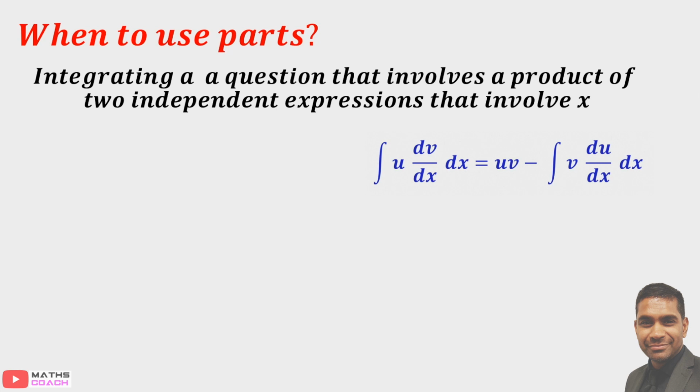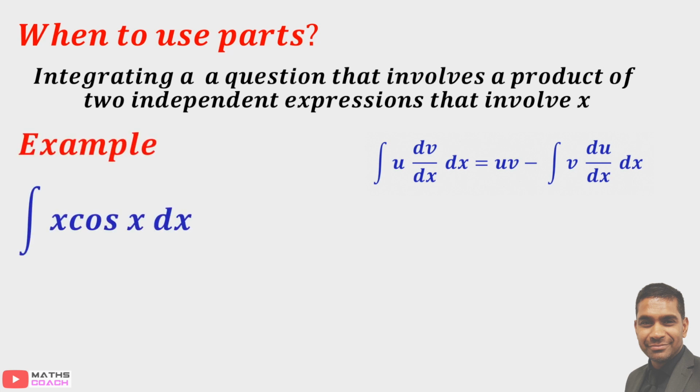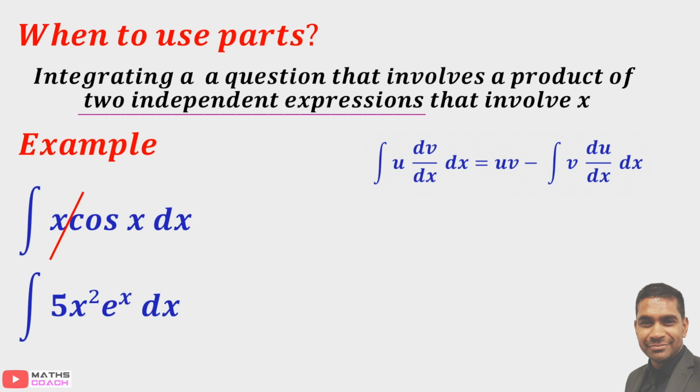Now the best way to explain this is with two examples I'm going to give you. First example, integration of x cos x with respect to x, and the second example being 5x squared e^x, again with respect to x. So what do I mean by two independent expressions? Well, if you look at the first question, I can clearly separate x and cos x, and you can see I've got two expressions there, both involving x. Likewise, I can do the same for the second example, and I can separate it after the 5x squared. One being 5x squared, the other being e^x.